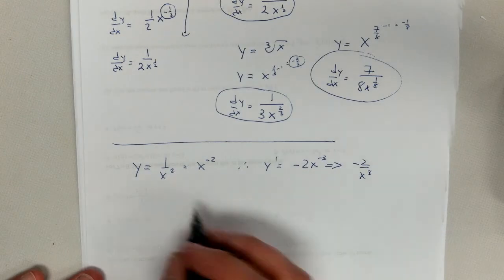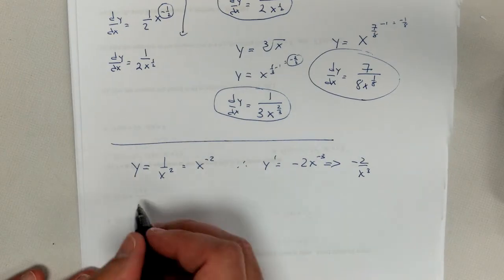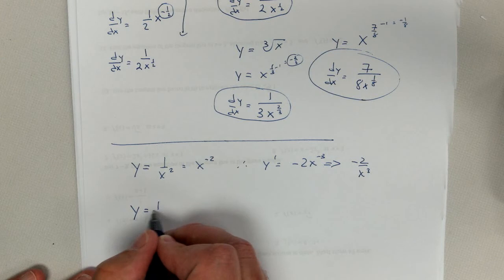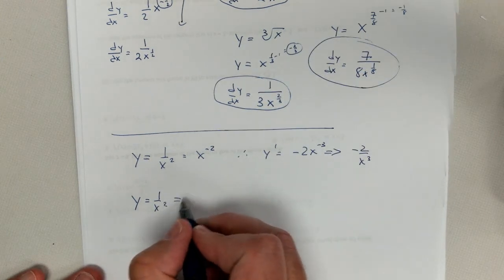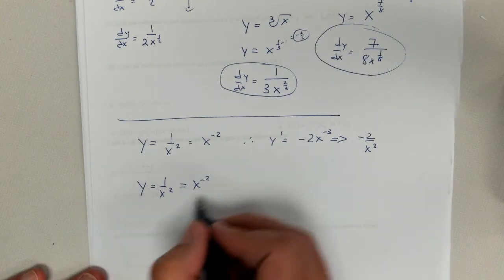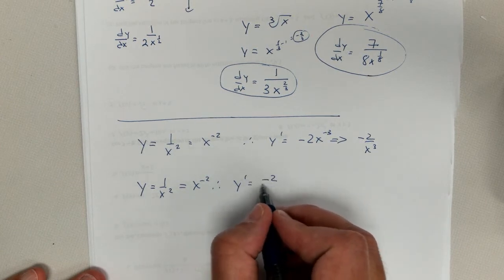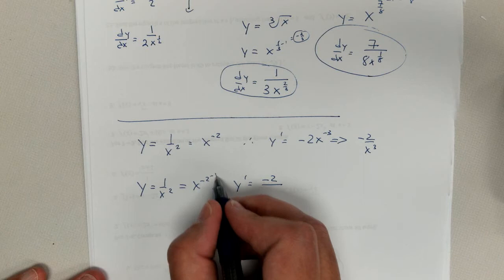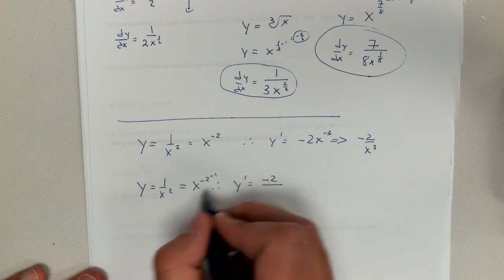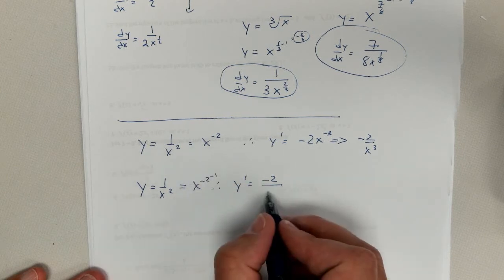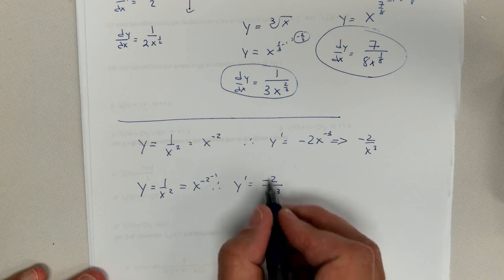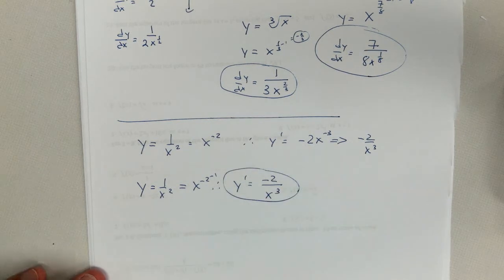Well, I can kind of do this in my head as well without showing all these steps. If I have y equals 1 over x squared, I know that's x to the negative 2. Well, when I take the derivative, I know I'm going to get negative 2. And because I'm subtracting 1, I know this is going to go to the bottom. So that's going to become over x cubed when I get my answer.